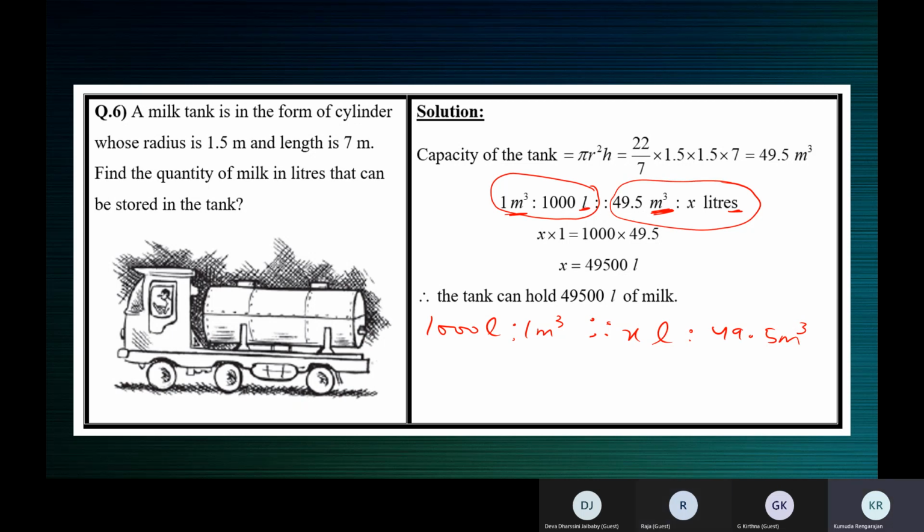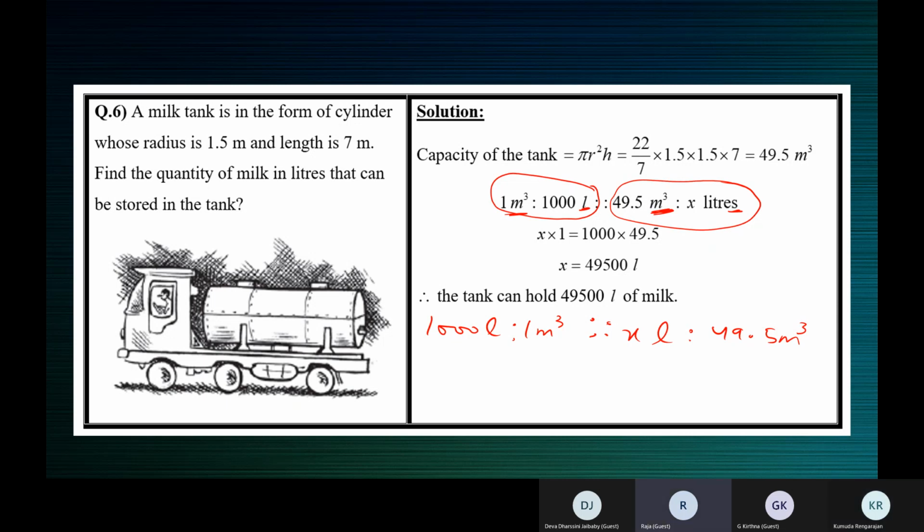Do we understand how to put the argument in a proportion? Ma'am, I can understand this argument, but I have a small doubt. In this slide you have written 1 meter cube is 1,000 liters, and this side you have written 49.5 meter cube is X liters. Yeah, because we don't know how many liters. We are going to find that.